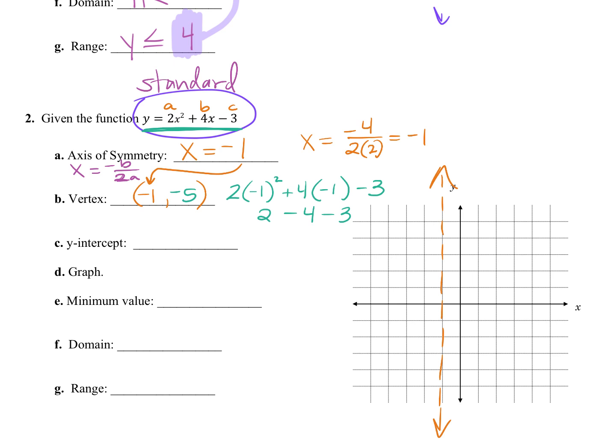So you plug in what you found for your axis of symmetry, because your vertex is always on the axis of symmetry, right? So we want that -1 to stick around. Okay, so my vertex, -1, -5, 1, 2, 3, 4, 5, puts me here.